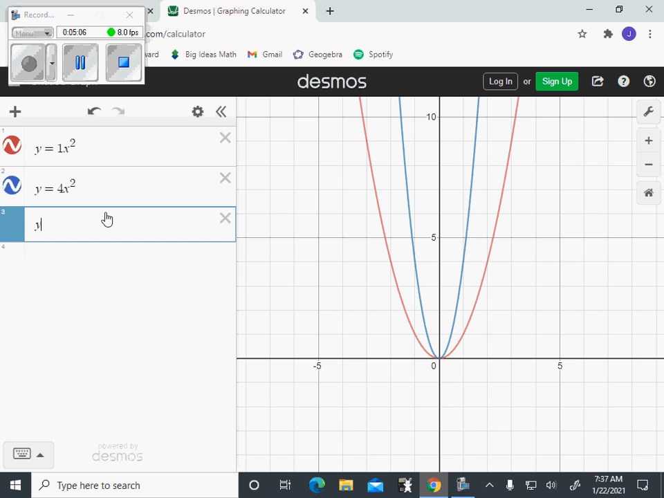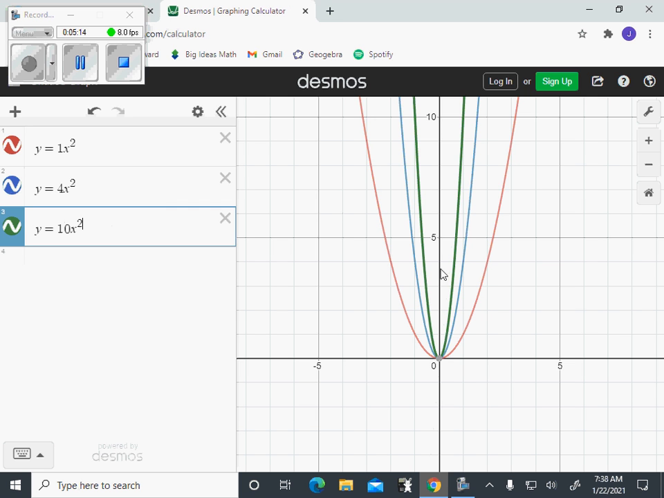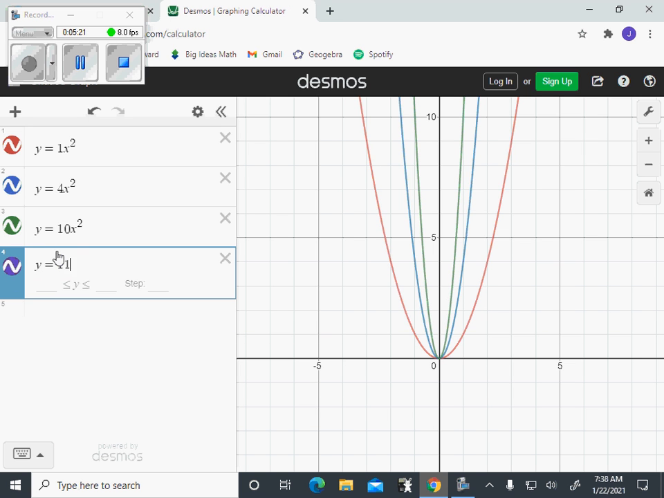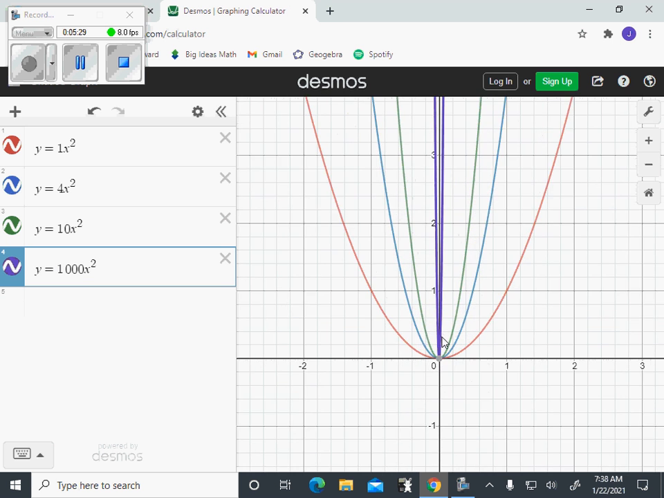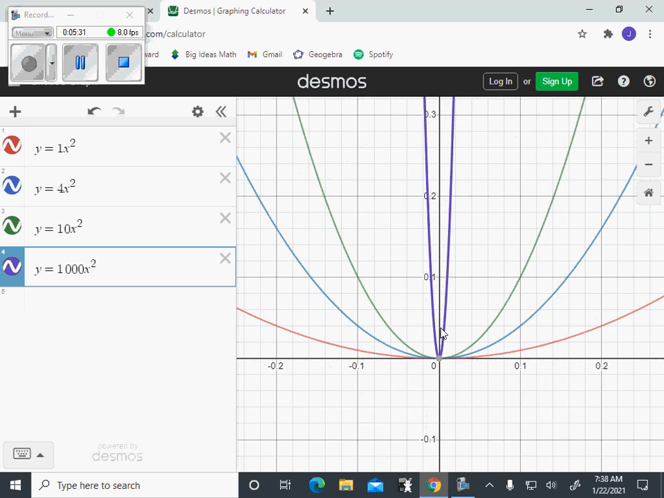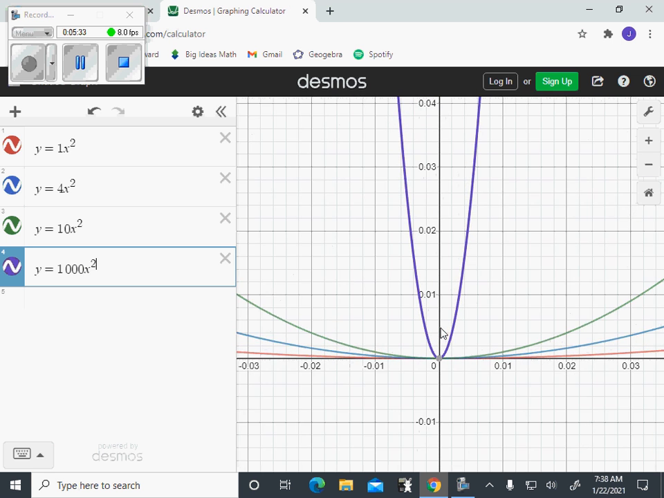What happens if I go 10x squared? It's going to be even skinnier than the blue one, right? And then I could say something crazy like y equals 1,000x squared. Look at that. It doesn't even look like a parabola anymore. But if we zoom in, I can see that it is still a parabola.